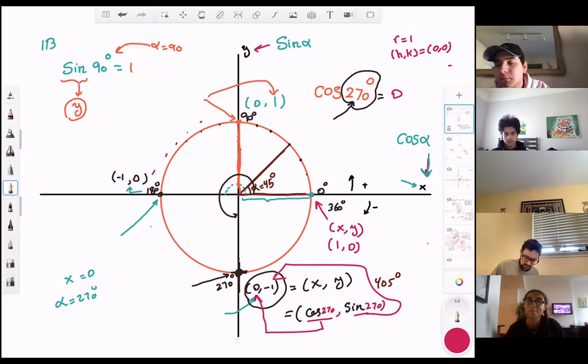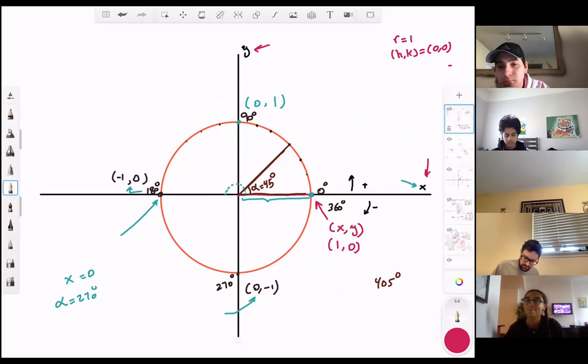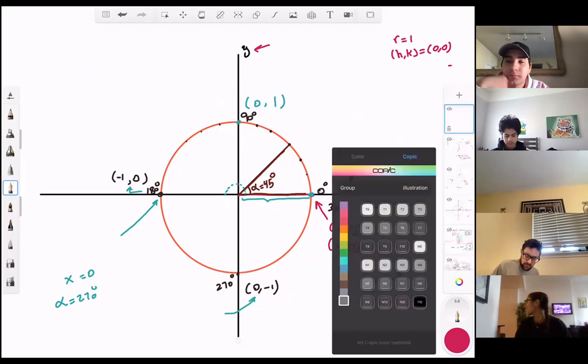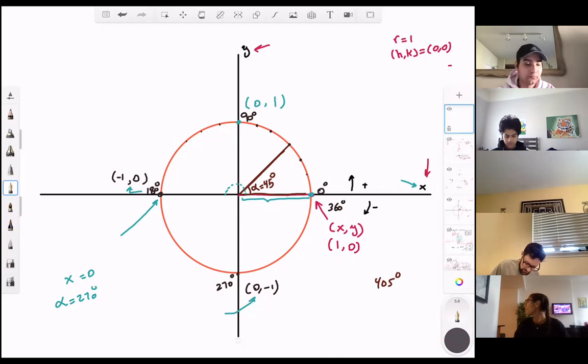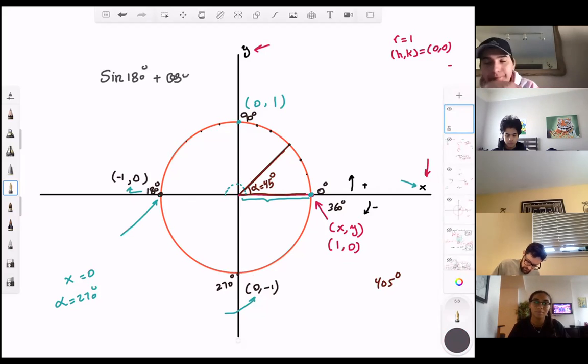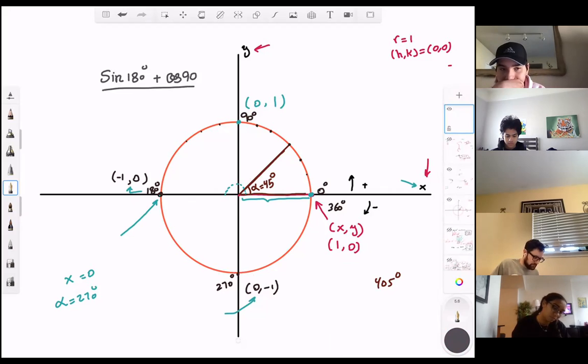So let's make it a spicy question. Spicy means it's okay. Sine of 180 degrees plus cosine of 90, divided by 5 cosine of 360.